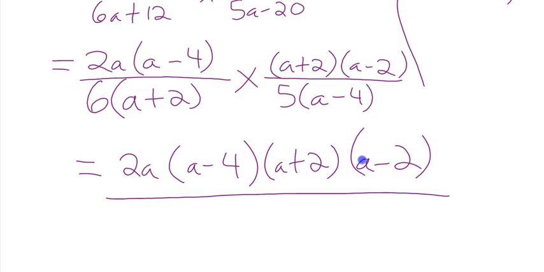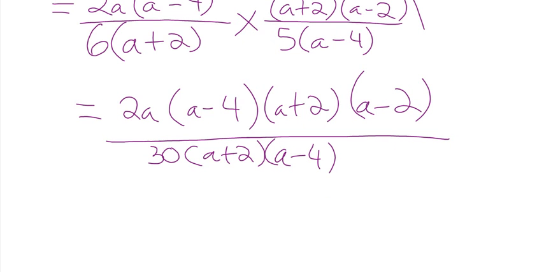On the bottom, we've got 30. Now, if you wanted to, you could have done the 2 with the 6, but I'm not going to. We're just going to say 30. A plus 2. A minus 4. Shift this a bit. Okay, what are you going to cross off? A minus 4, A minus 4, 1. What else? A plus 2, 1.